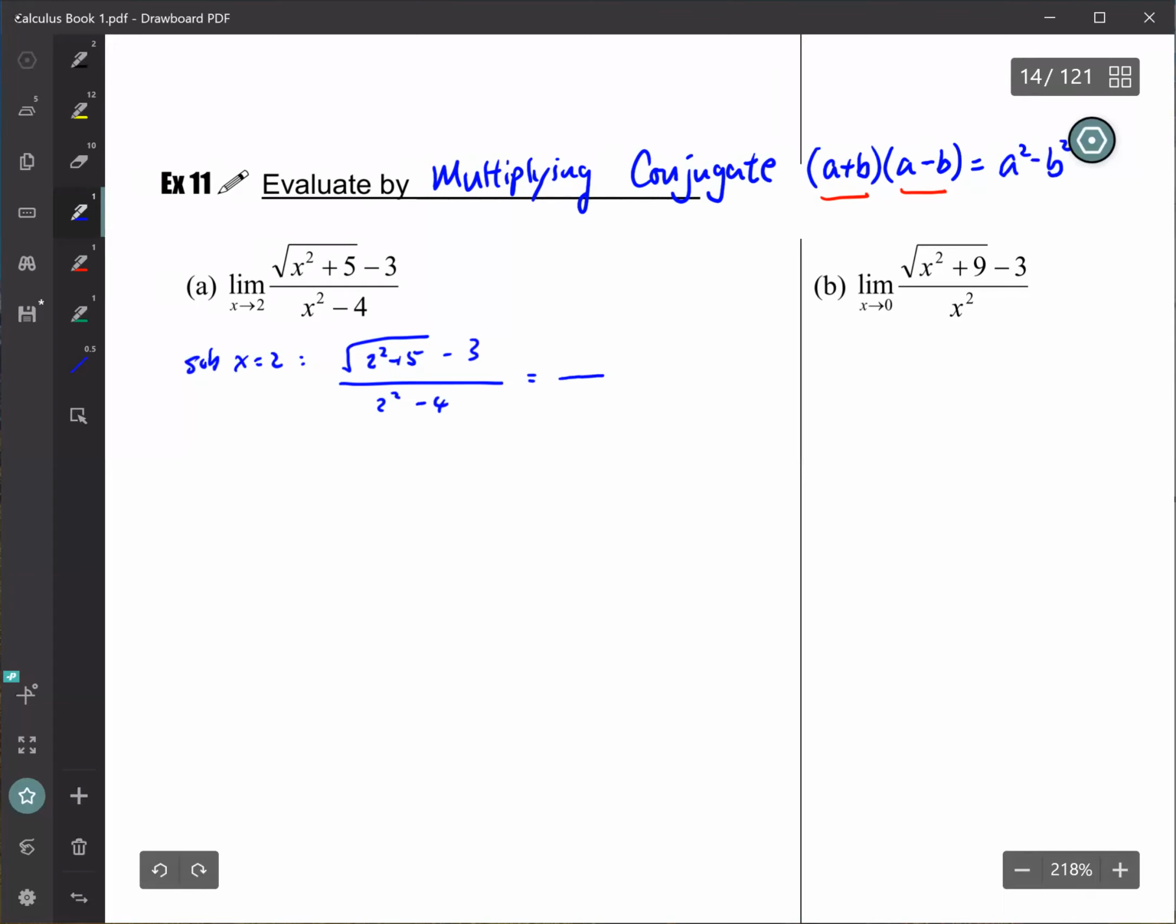Just give me a second. On top, I got 0. And the denominator? Also 0. What would you call that? Indeterminate. Yeah, and what does that mean? Indeterminate tells you what do you need to do now? Is that undefined? No. So what do you need to do now?